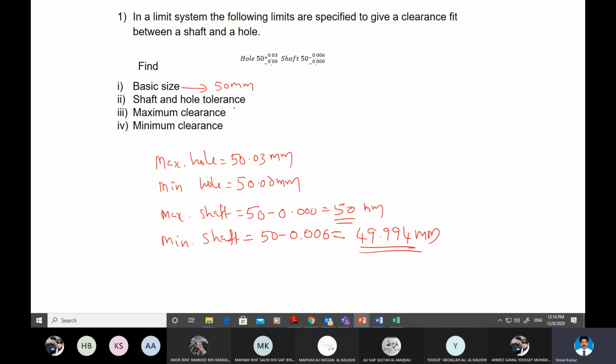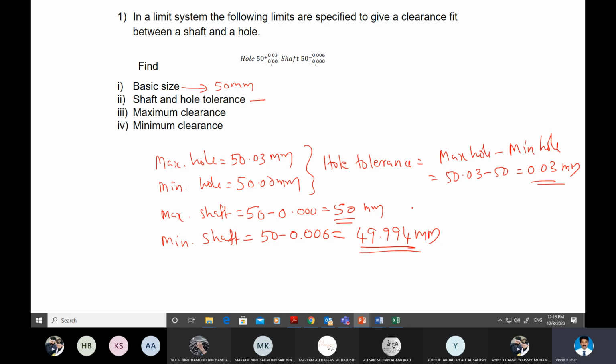Now we need to find the tolerance. These are hole values. So hole tolerance equals maximum hole minus minimum hole. Maximum is 50.03 minus minimum 50. So 0.03 mm is the answer. Very simple.